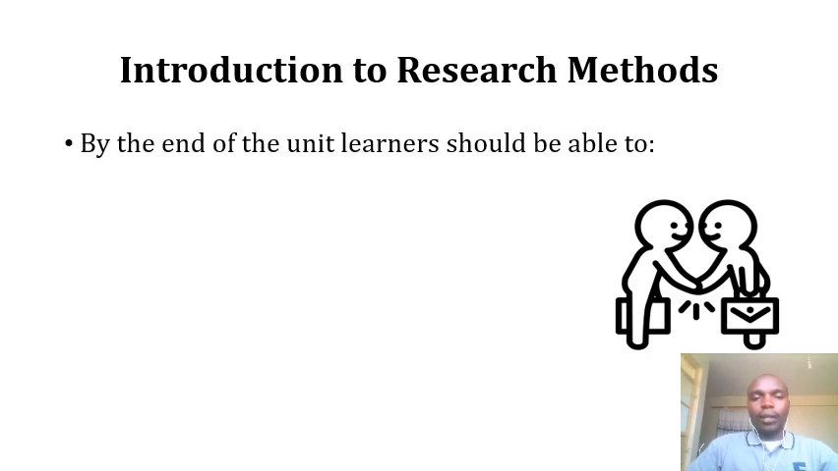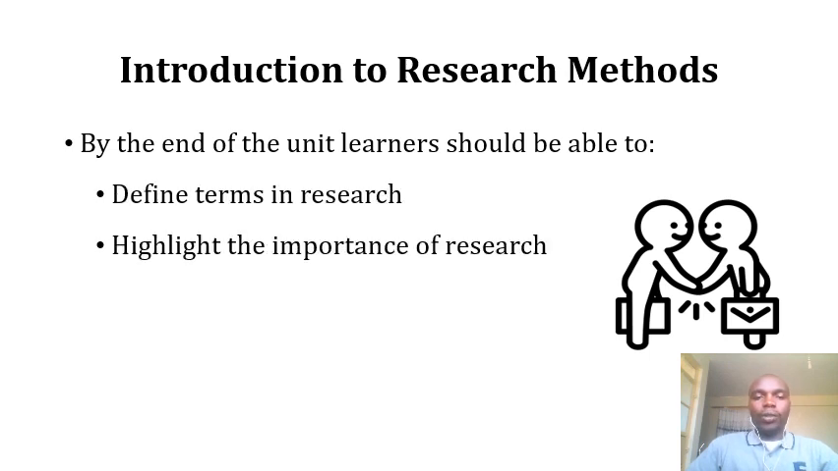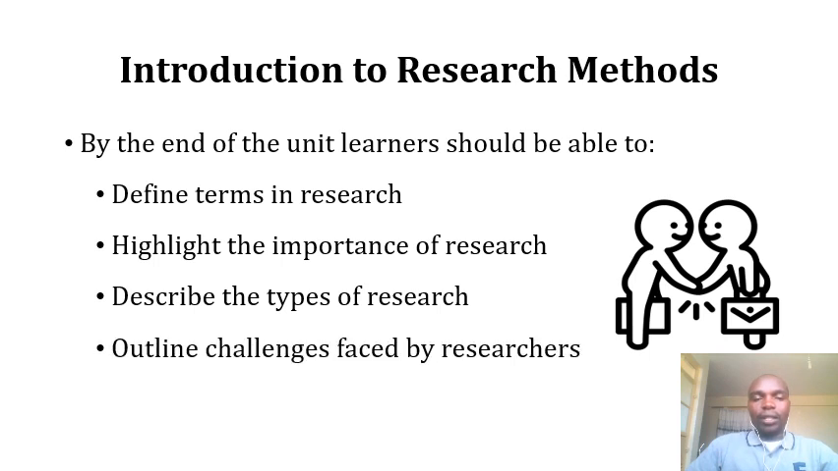As we know, research is a very important unit to you as students, especially in food and beverage and accommodation. By the end of the unit, you should be able to define some terminology. You should be able to highlight the importance of research. You should be able to describe the types of research. You should be able to outline challenges faced by researchers in the field.